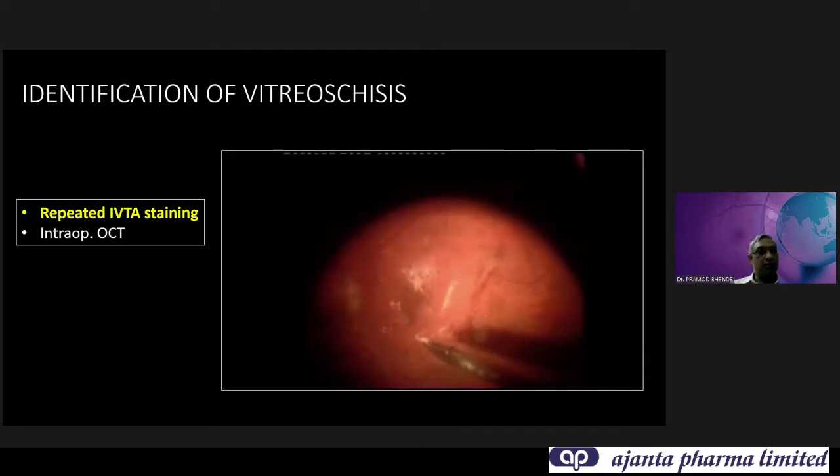Of course, intraoperative OCT can also be helpful, but may not be available in every center. But yes, that can be one of the tools to assess residual posterior cortex in this type of eyes.